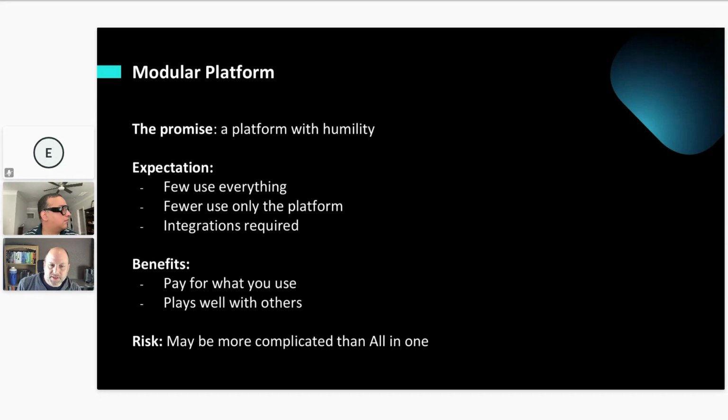Yeah, Ravi, we talk about this idea of the expectation that most users of this kind of platform won't use all of the pieces. Is that what we would expect for most of these tools that we're talking about? I would hope so.